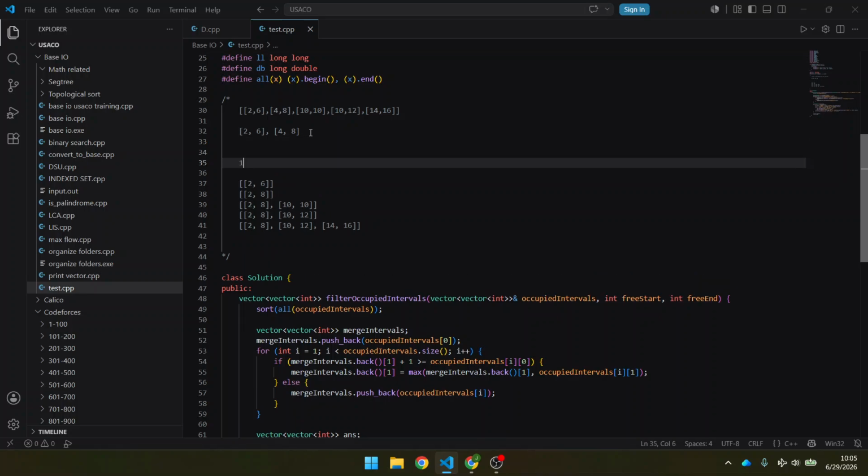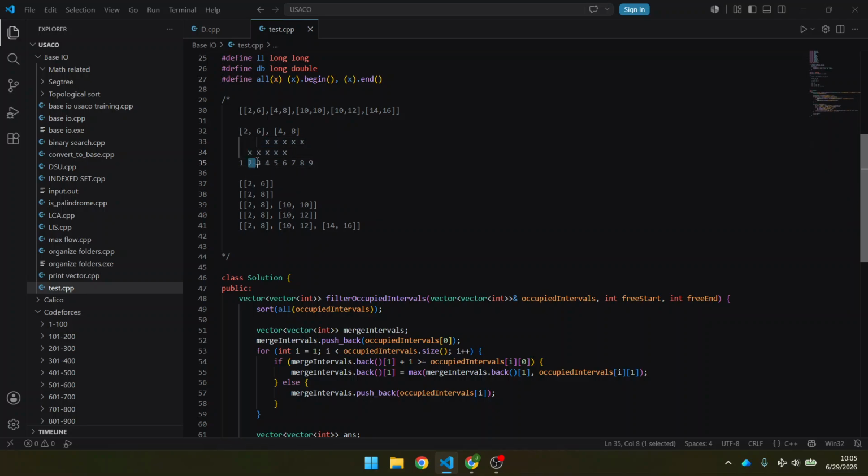For example, let's see. 1, 2, 3, 4, 6, 7, 8, 9. Right now, 2, 6 will be like 1, 2, 3, 4, 5. And then 4, 8 will go here. Now we saw there was an intersection here, so they intersect.